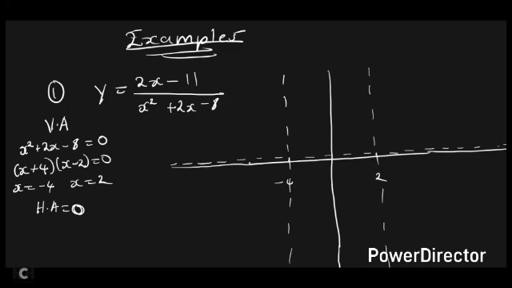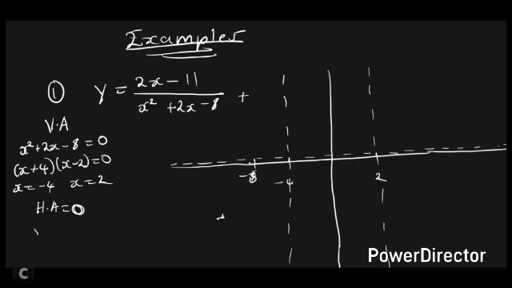So how do we test these values? We get the numbers that are less than negative 4. What is a number less than negative 4 here? It's negative 5. Let's put negative 5 everywhere there's an x. So this side is positive y and this side is negative y. Once we find positive y, we plot the graph on this side. Once we find negative y, then the graph will go this side.